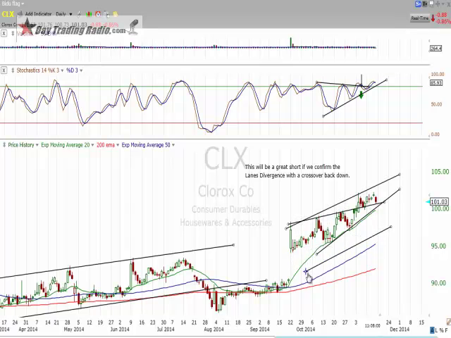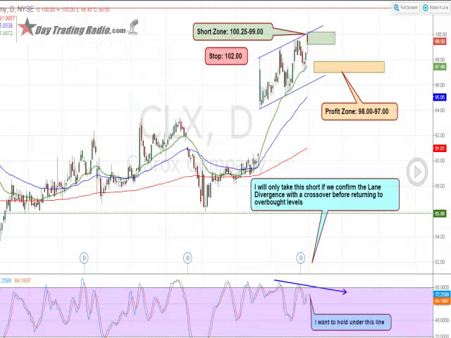There's a couple other patterns here that we could dive into and look for some measured moves down. Anyway, I ended up adding to that position, and I think it looks pretty good. It's weak today. We're extended up here. Here was a little extension. We dropped off. Here seems like another opportunity. So Clorox here is still on the watch list.